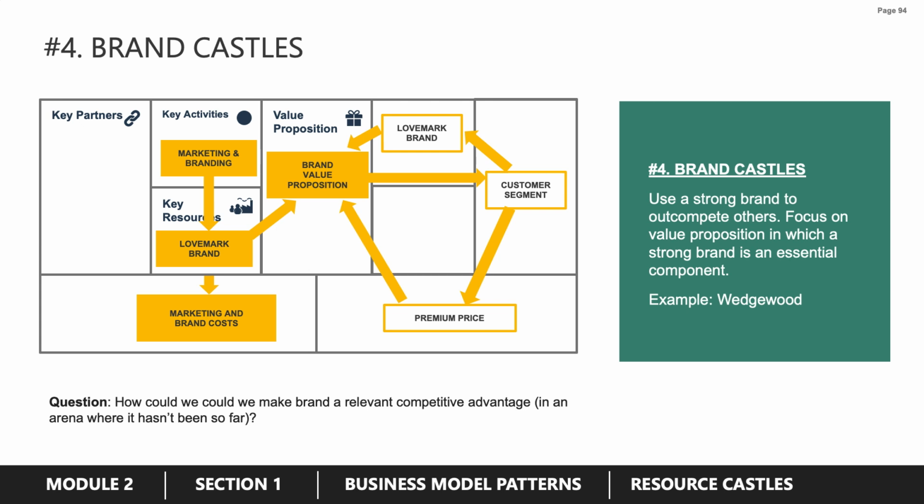In terms of activities then, marketing and branding become a key aspect. That means the central point of activities that we want to focus on if we're going to be a brand are how we market our brand, position it in the marketplace, and ensure that we deliver that. So marketing and brand costs become a key part of the business model. So although we're talking about a resource, we can start to see how that strategy, that focus changes other parts of the business model. And that's why they're called patterns.